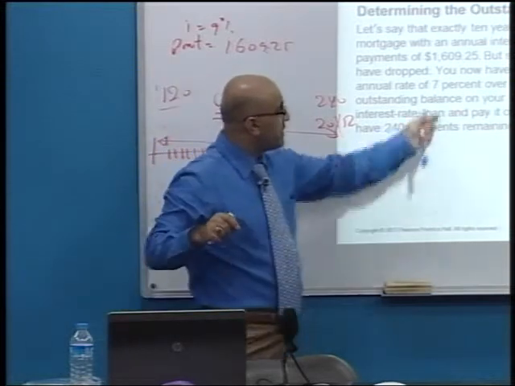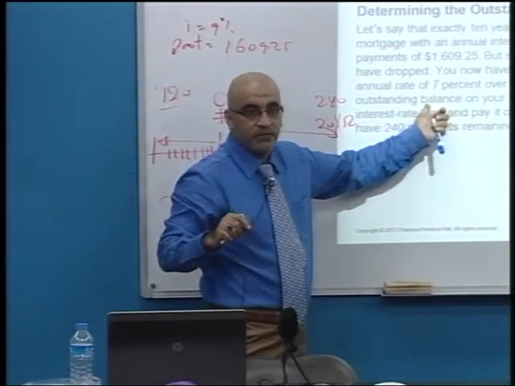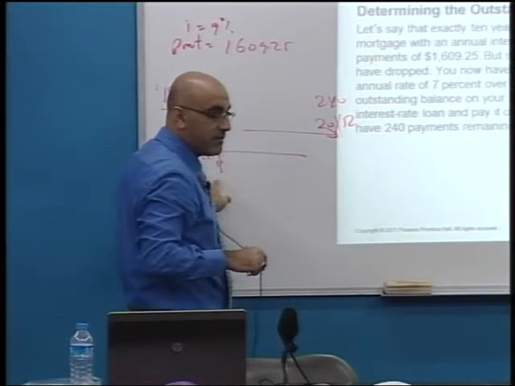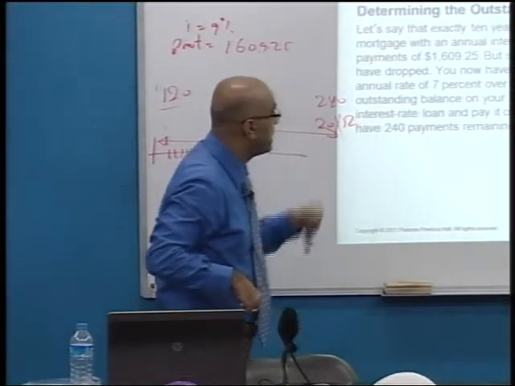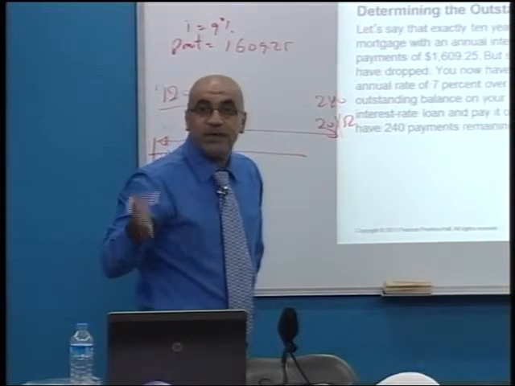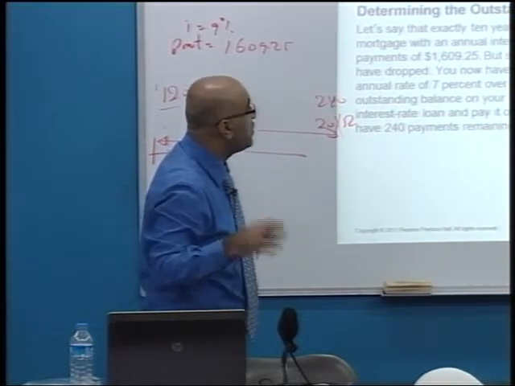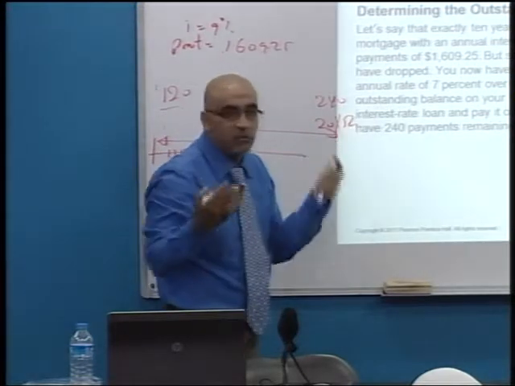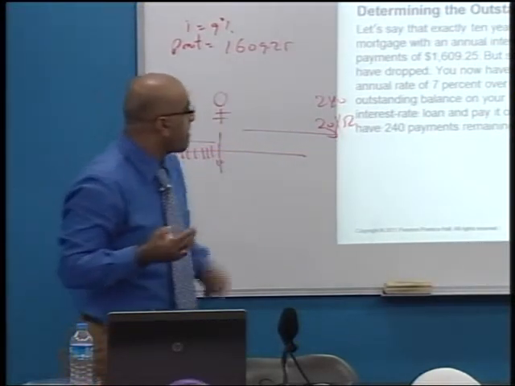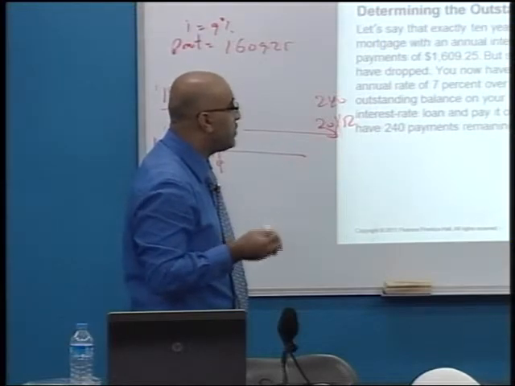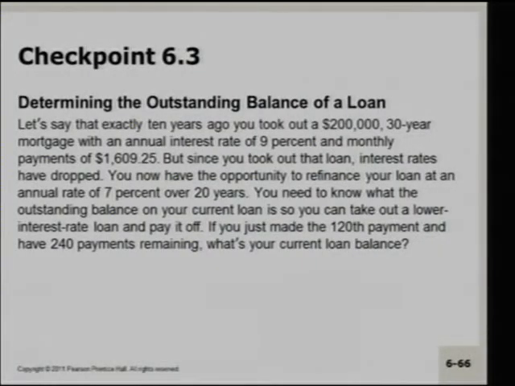Most of my students focus on the 7%. But now we are sitting in here. After 10 years, we don't need to calculate based on the 7%. Unless you paid the due amount, you need to know the outstanding balance. What is the outstanding balance on your current loan, so you can take out a lower interest rate loan and pay it off? You have to analyze it in this way.